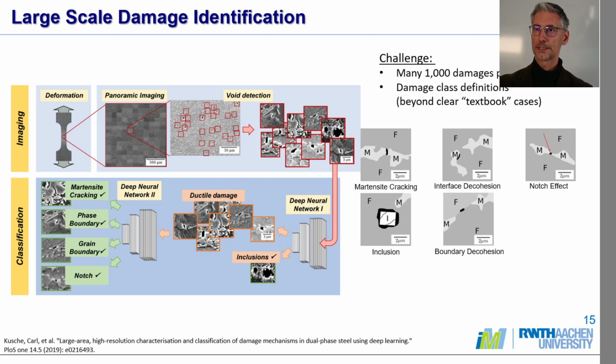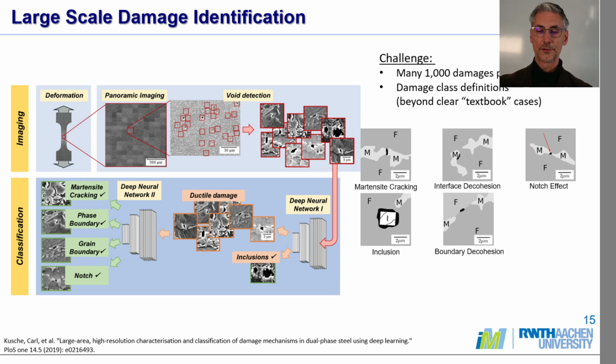One way of dealing with this is to look at many and then use a statistical approach to analyze what's happening. Here we use two types of neural networks. We take a high-resolution panoramic electron microscope image, then identify damage site candidates. First we identify the inclusions, and they're separate in the sense that they are much larger than all the other types of damages, as you can see from the illustration on the right as well.